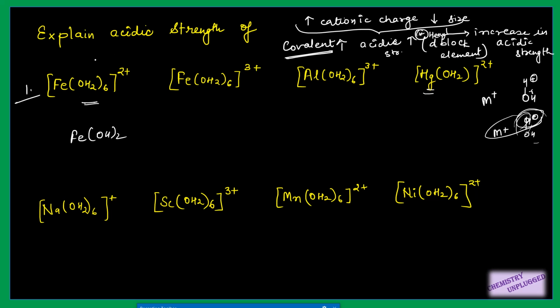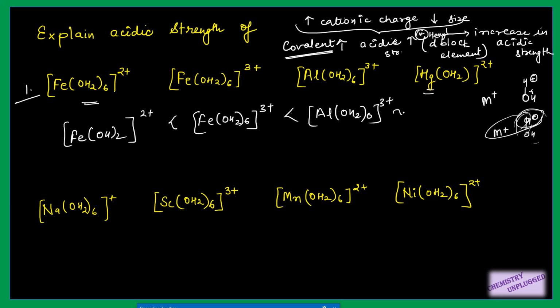because if you compare the size, this is larger in size than aluminium +3, so this will be lowest in acidic strength. Then you can place this Fe +3, because charge is increased but size is still higher than this aluminium +3. Next will be your aluminium complex, and these two have almost similar strength, although its charge is small, but due to its covalent character its acidic strength is higher.